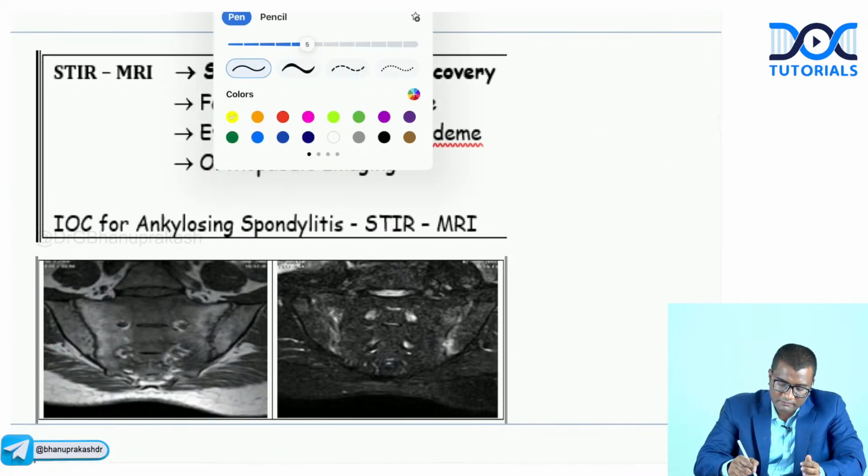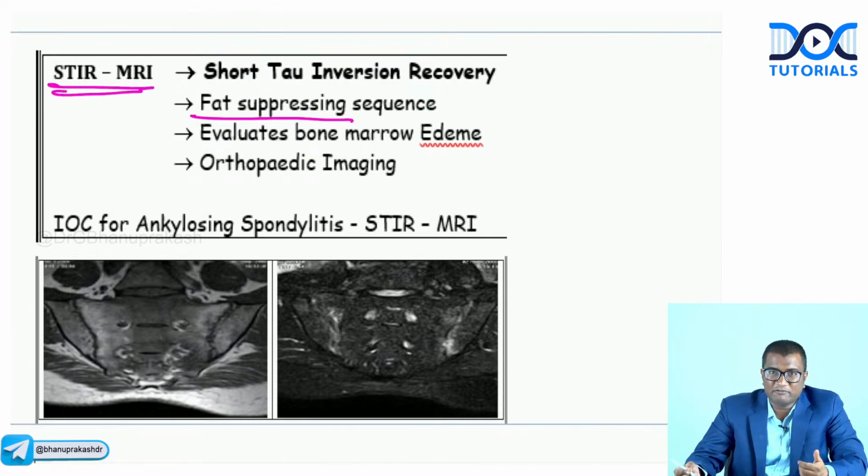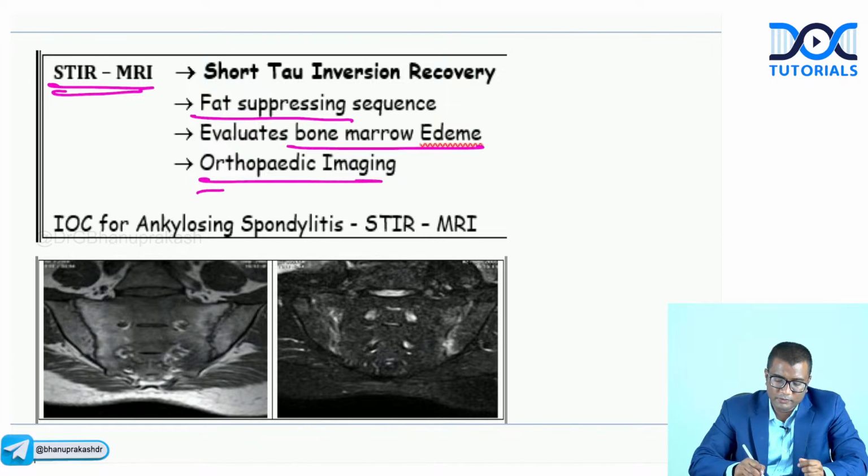There is another sequence of MRI called as STIR MRI. STIR is fat suppressing. FLAIR was fluid suppressing, STIR is fat suppressing. So you suppress the bone marrow fat. So if your fat is also white on MRI, so if fat is white, bone marrow edema is also white, you cannot differentiate. You need to suppress fat to look at the bone marrow edema. So it is used to look at the bone marrow edema. For orthopedic imaging, we use STIR MRI.